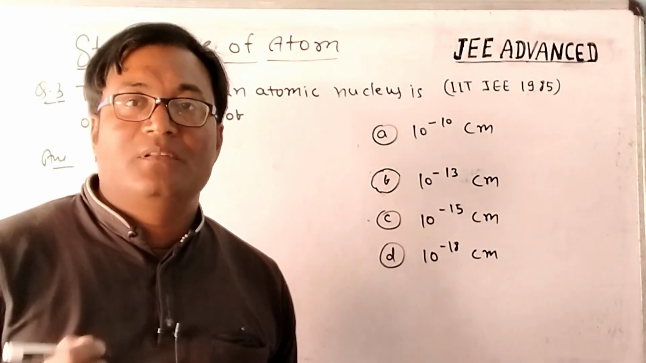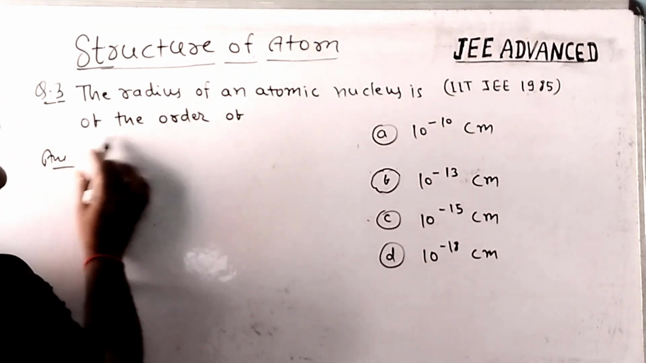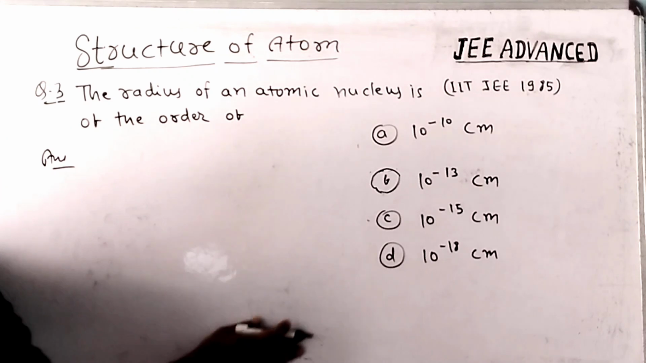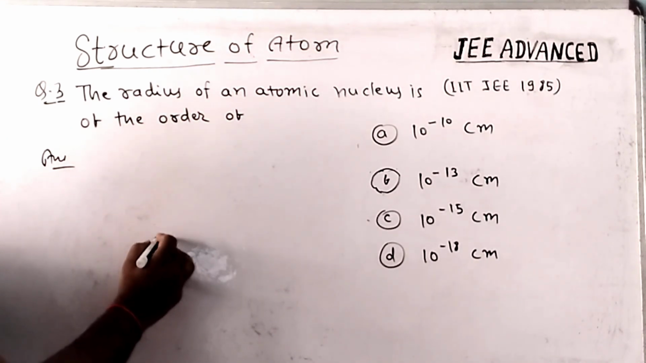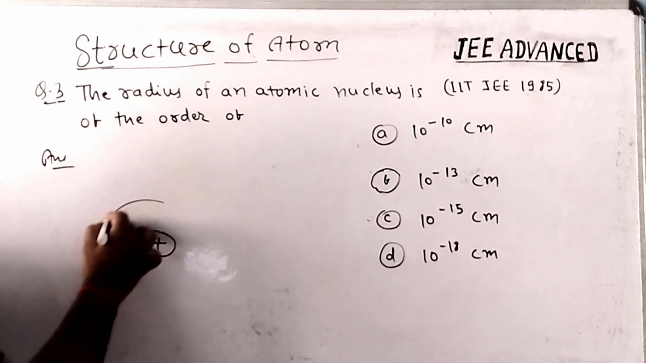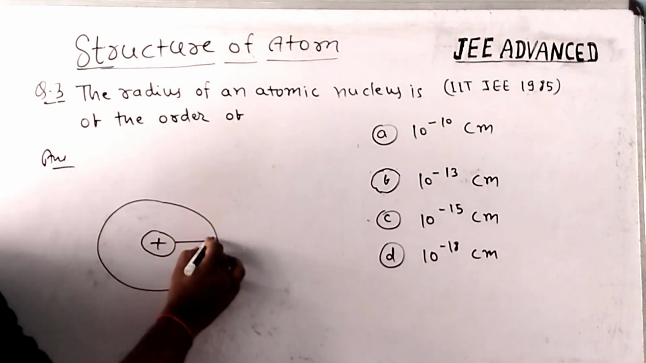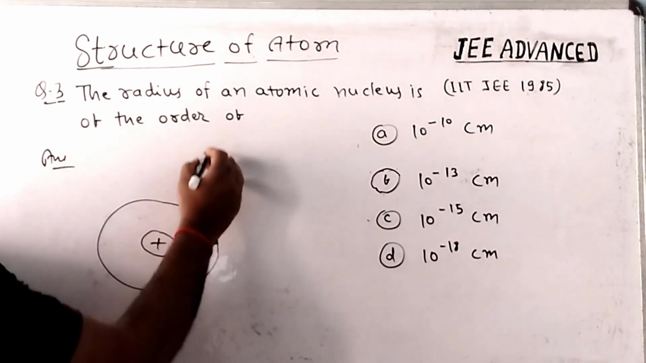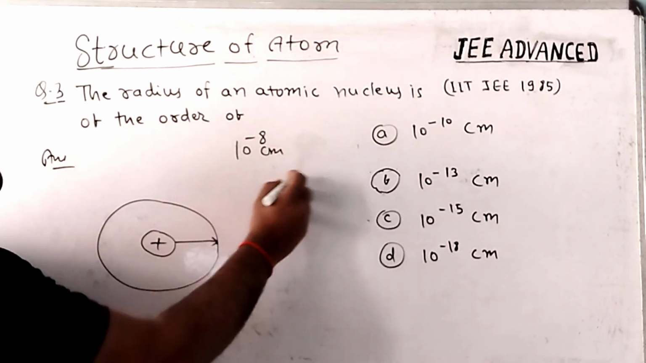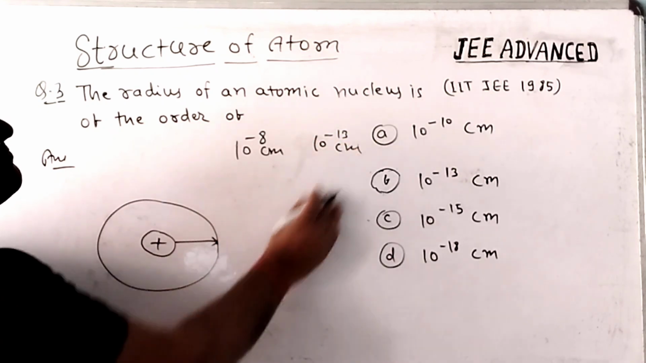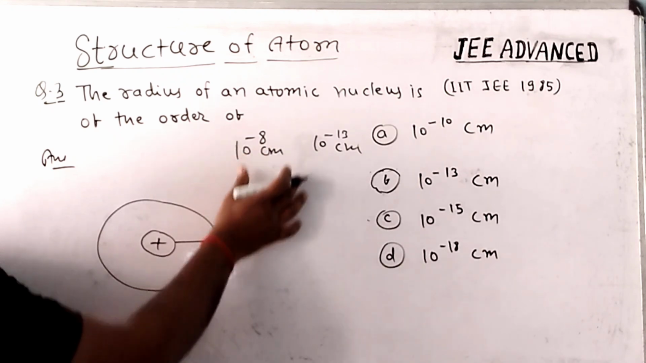Now I am going to solve question number 3. According to question number 3, the radius of an atomic nucleus is of the order of, these options are given. Now in case of an atom, we can observe this is the nucleus of the atom, and for the hydrogen atom the first shell is here. So this is the radius of the atom. Now 10 to the power minus 8 centimeter and 10 to the power minus 13 centimeter. These two values indicate the radius respectively.